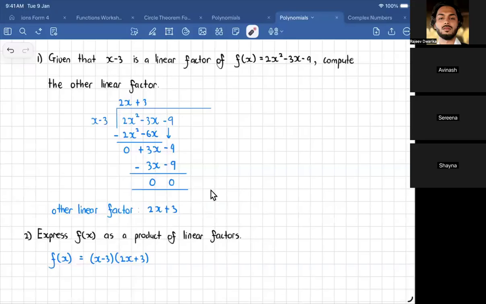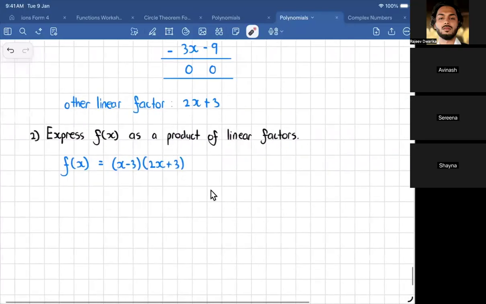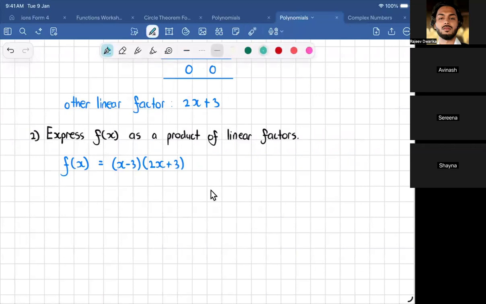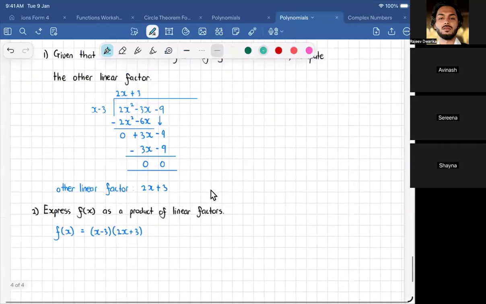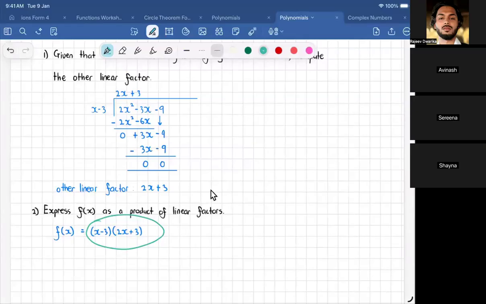Right? And I see you do the proof. Big up yourself. Avinash, if I wanted to check if this is correct, what could I do? You multiply the 2x plus 3 by the x minus 3. And if I want to check if this is correct, what am I supposed to get back? The dividend. And what's the dividend? The 2x squared minus 3x minus 9.